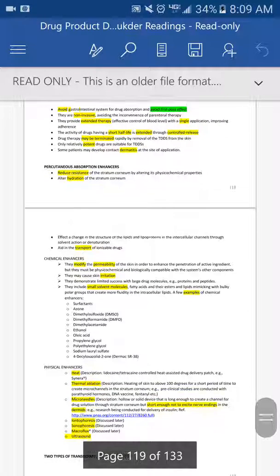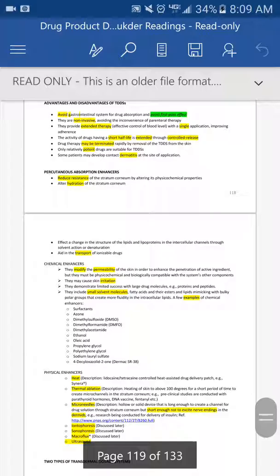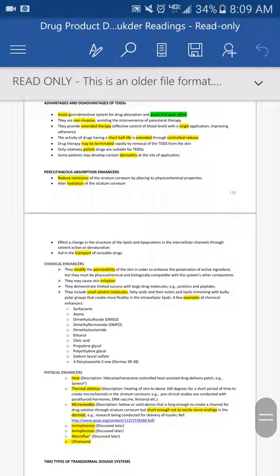That's a good thing. You can't untake a capsule as much as you can untake a patch. I mean, if you think of it, it just makes sense. The drug therapy may be terminated rapidly by removal of it. So that's where we left off.